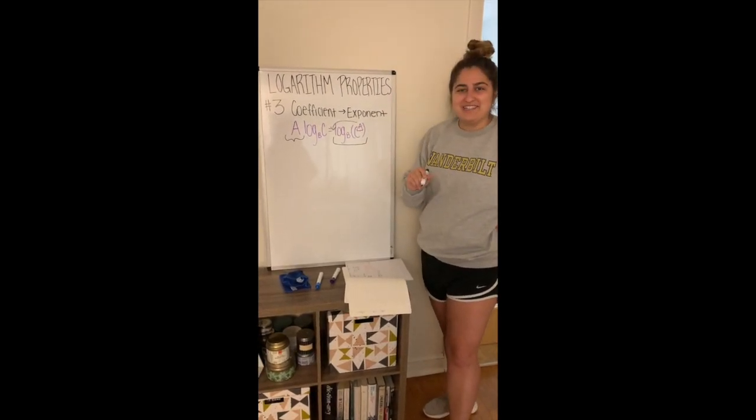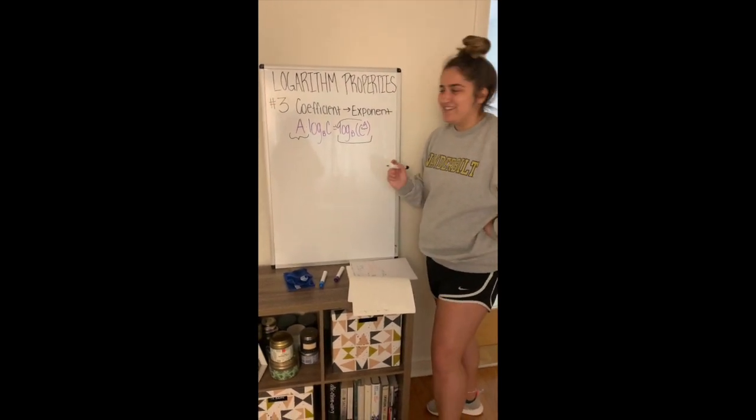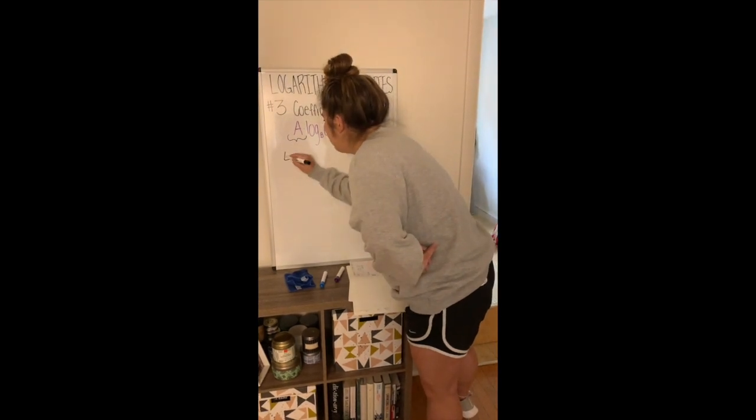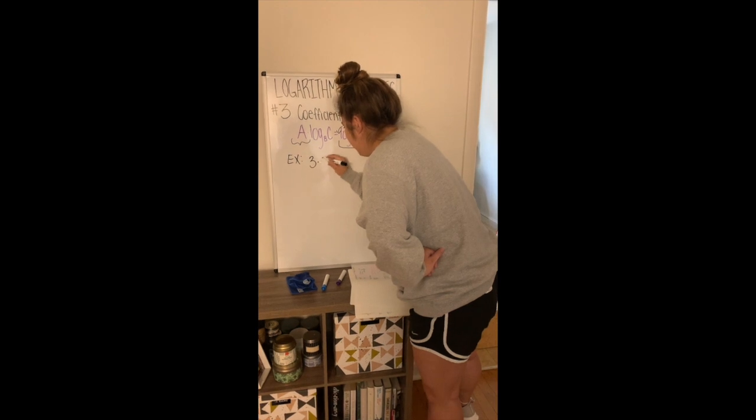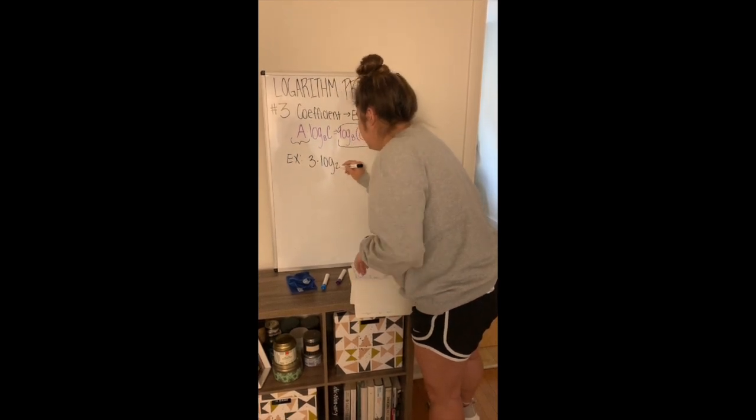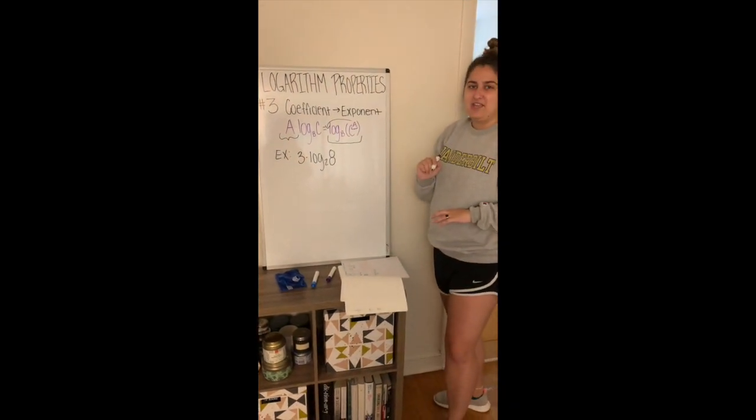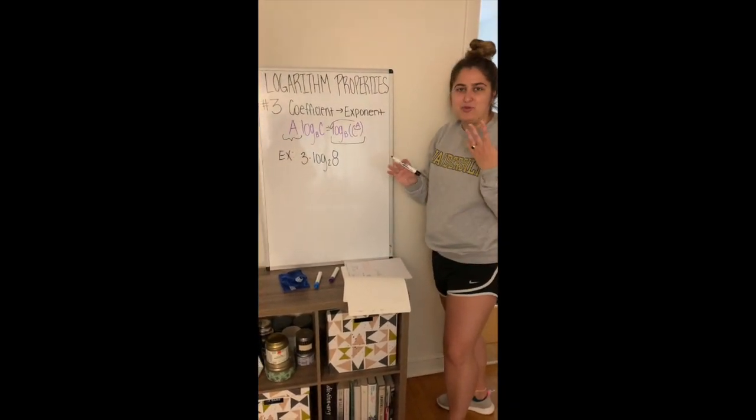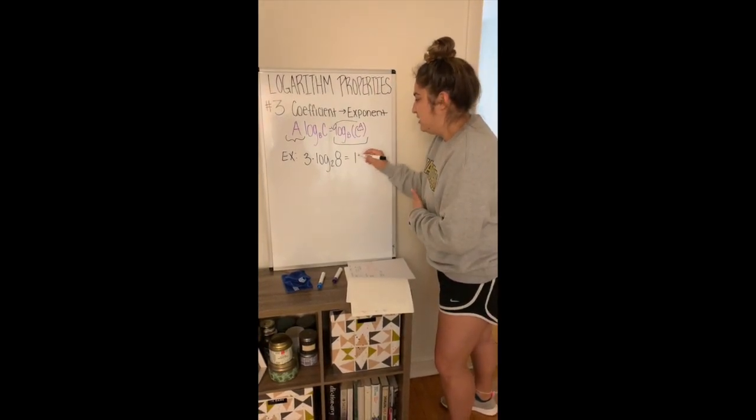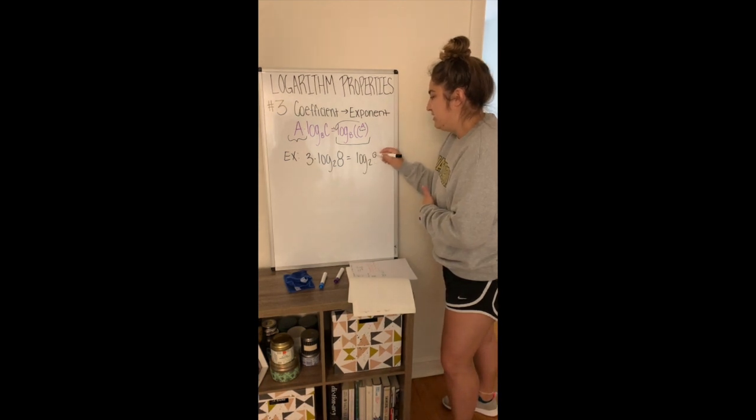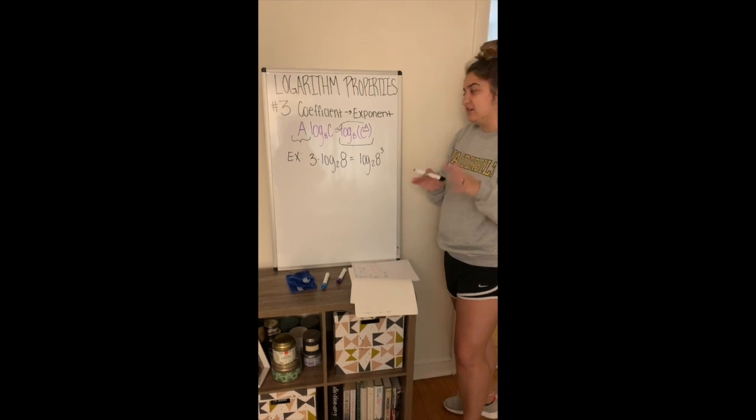So we're gonna look at an example, and I hope that you're equally as embarrassed by this video as I am, okay? So our example is going to start with 3 times log base 2 of 8, and we're just going to prove that this is equivalent to log base 2 of 8 to the third power. Okay, we're just going to prove that they're equal.